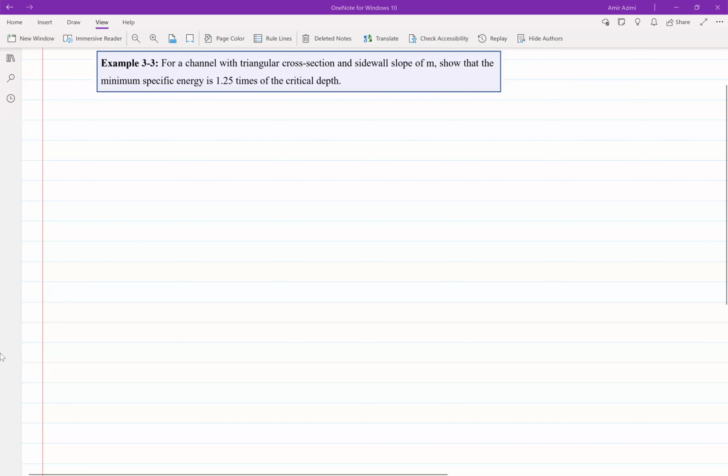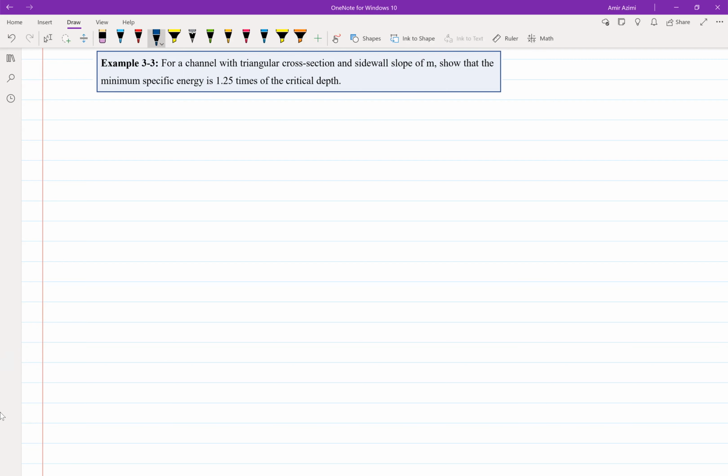Okay, example 3-3 is looking for a relationship with minimum specific energy and critical depth. So for a channel with a triangular cross section, the slope is for one vertical, you have m horizontal. So this is the water surface, and then you have the water depth, y.